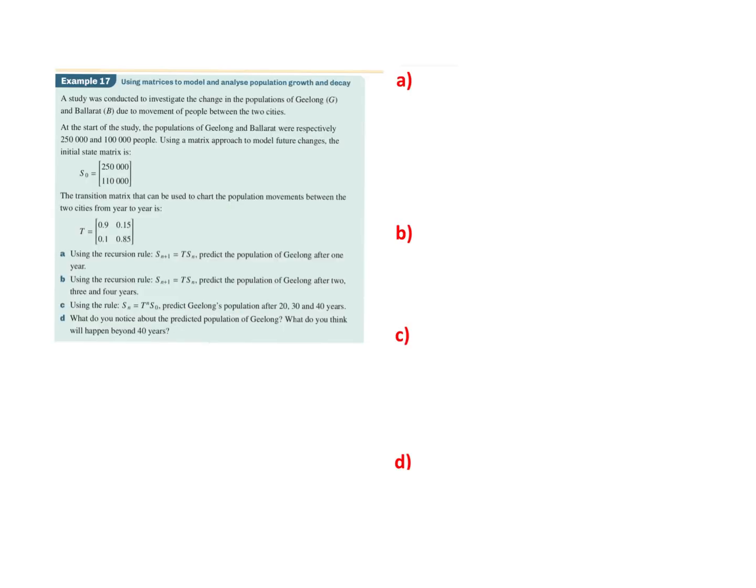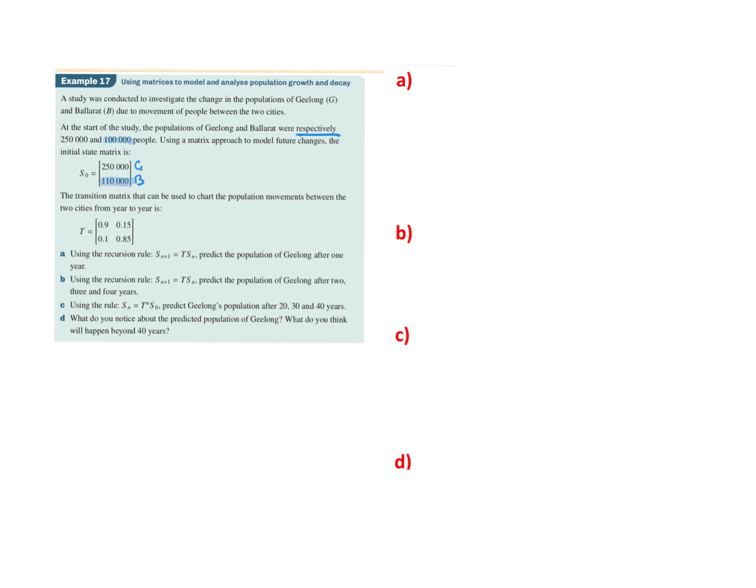Okay, so let's have a look at this question. It says a study was conducted to investigate the change in population of Geelong and Ballarat due to movement between the two cities. At the start of the study, the population of Geelong and Ballarat were respectively, and when they say respectively here, that just means they're mentioning Geelong first. So that first number, the 250,000, is Geelong's, and the 100,000 or 110, oh, they've changed that there. Can you see that? There's a little fault here. They said 110, but here there's 100,000.